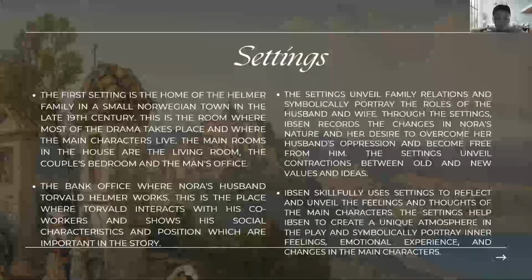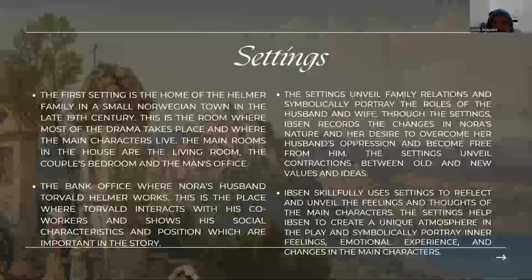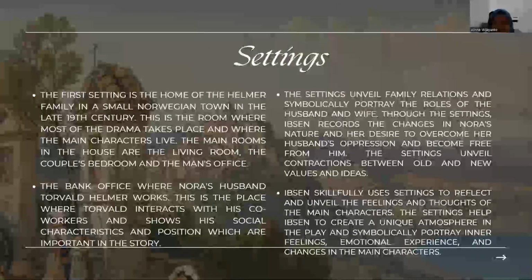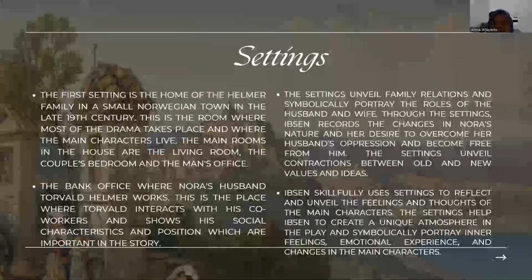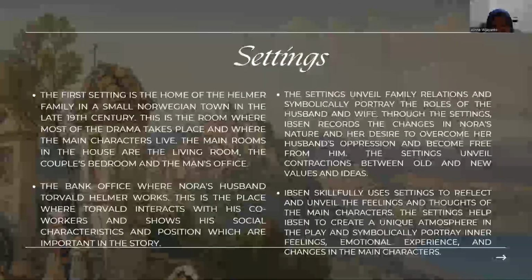Next, the settings and the family relation symbolically portray the roles of the husband and wife. Through the settings, Ibsen records the changes in Nora's nature and her desire to overcome her husband's oppression and become free from him. The setting unveils the contradiction between old and new values and ideas.